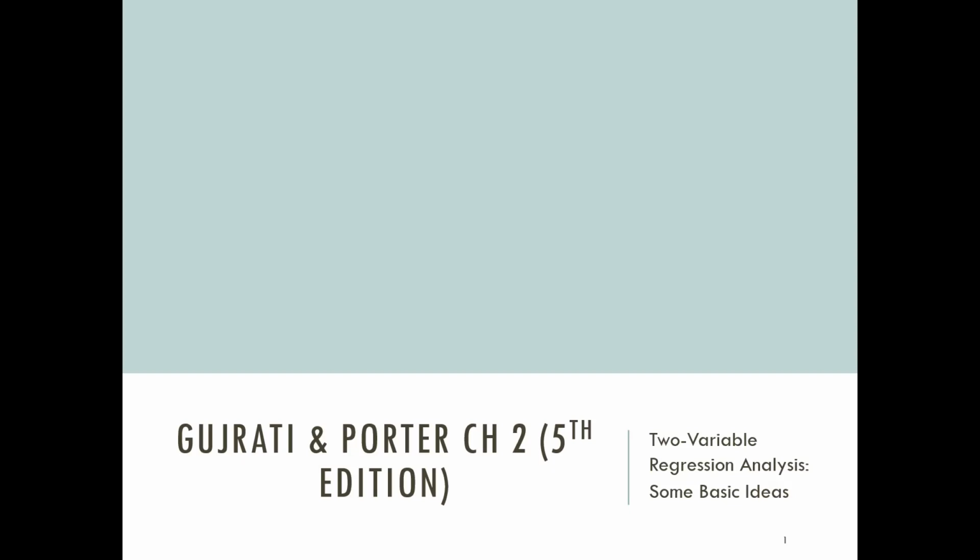Okay, so today's lecture is about two variable regression analysis, and this lecture is based on Gujarati and Porter. These are the actual author names of the book, Basic Econometrics, Gujarati and Porter, Chapter 2, 5th edition. You can easily download this book from the Genesis library.